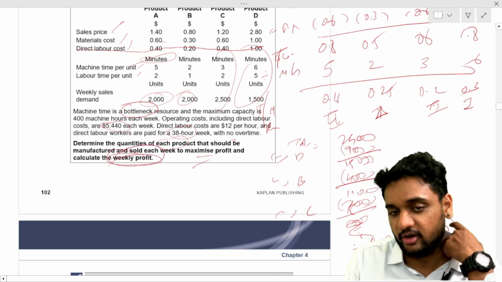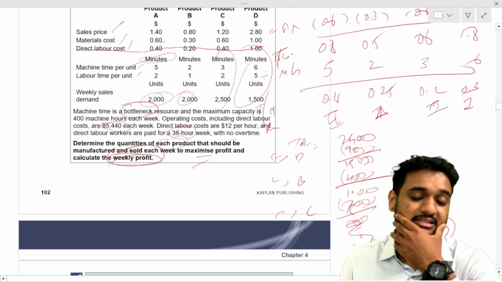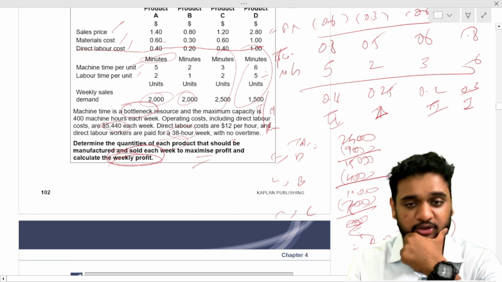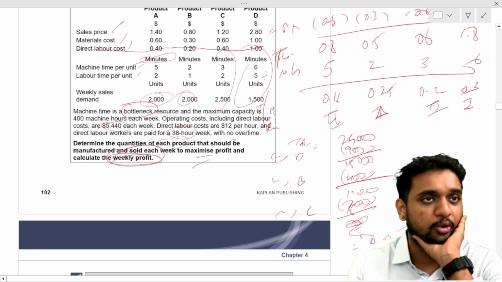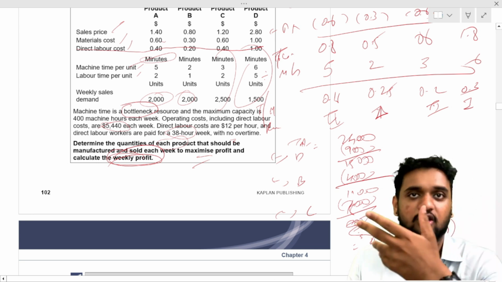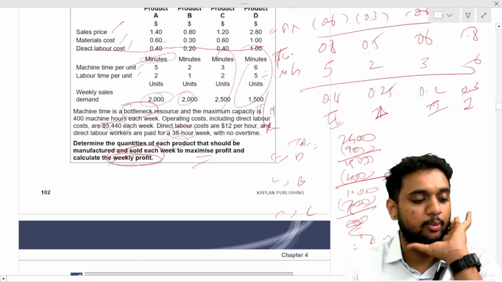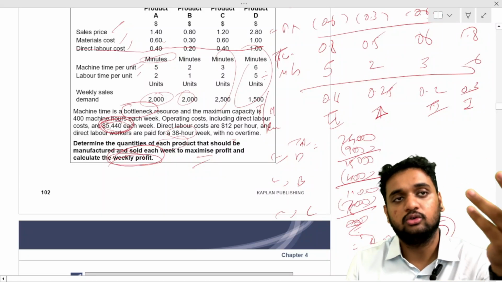How do you calculate the profit? Sales price into number of units, or sales price into throughput. Number of units into throughput, you directly put, you get the throughput. Like how you find the contribution by fixed cost there. Take the number of units into throughput, you get the total throughput. To that you minus your operating expense. How much? 5,440. You will get your profit.